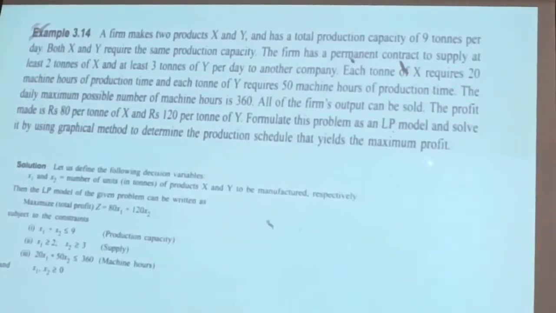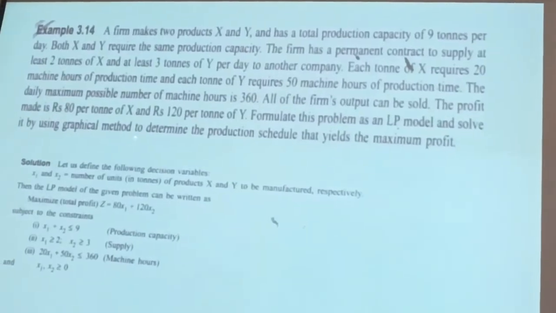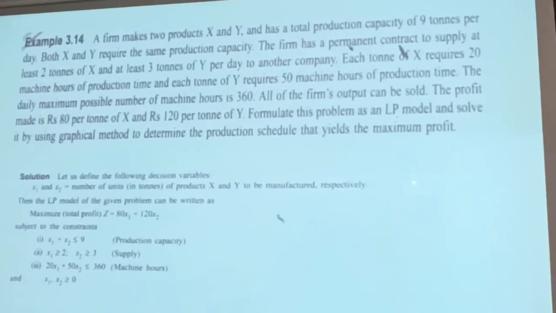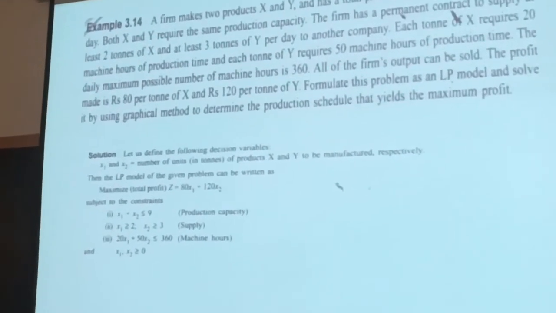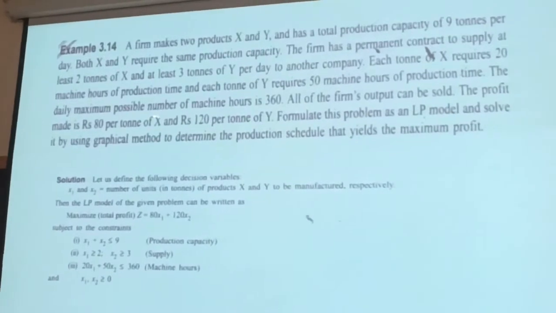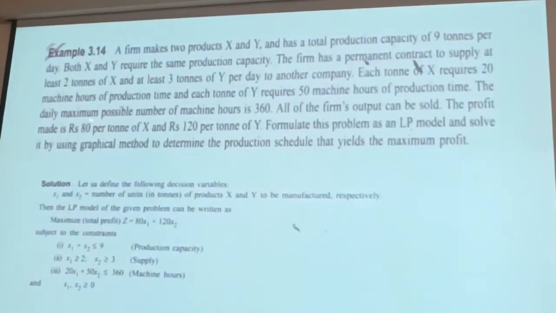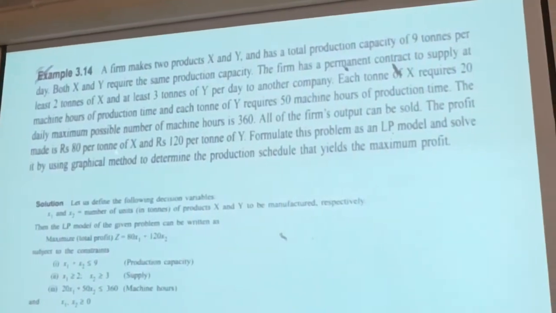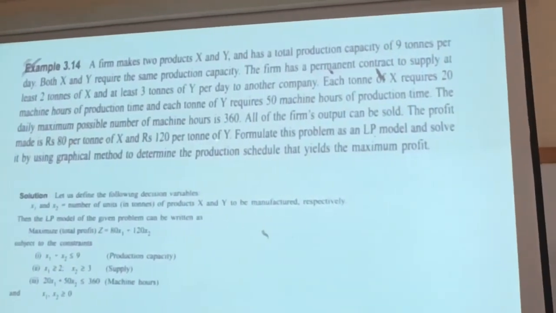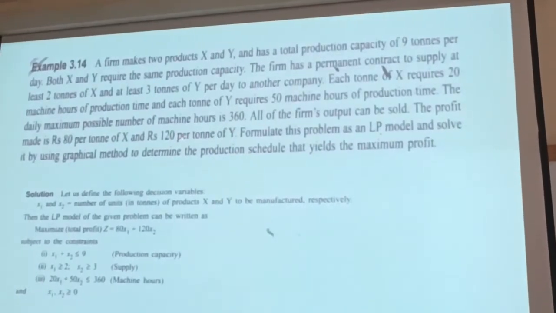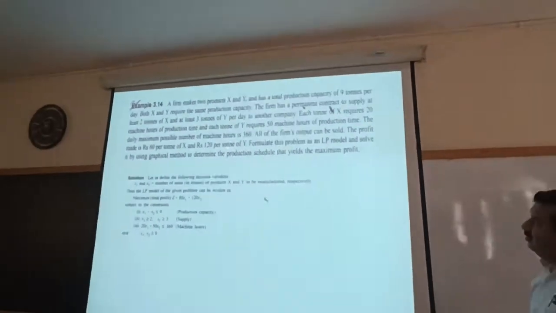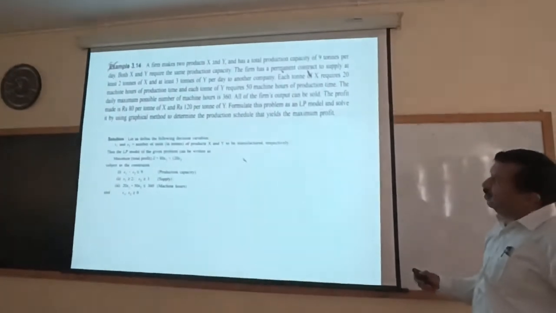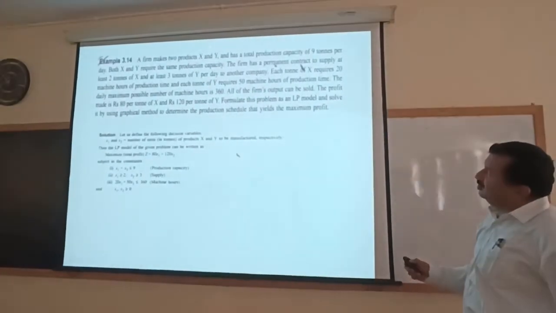Formulate this problem as an LP model and solve it by using graphical method to determine the production schedule that yields the maximum profit. So once we are given a problem, we need to know what we need to do. Since they have given the profit that can be made by selling each of the products, the firm makes two products X and Y. If you sell X, you make 80 per ton. If you sell Y, you get 120 per ton. So what we need to decide is how many tons of X to make and how many tons of Y to make.